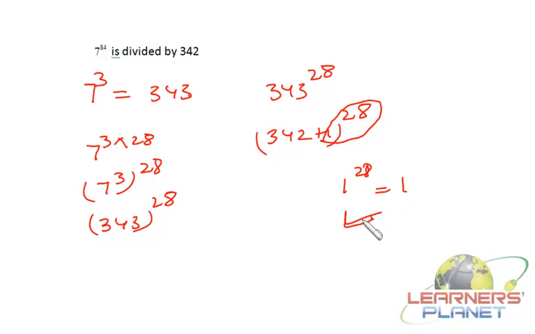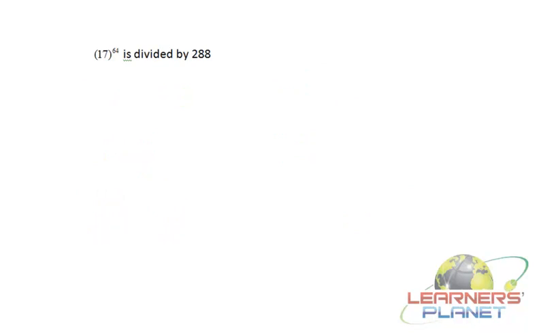So further, it is very simple. You can do the problem in even seconds. Now in this problem, 17 raised to 64 is divided by 288. Now we have to find out a number that is there in the power of 17 and which is closer to 288. So friends, 17 square is actually 289.